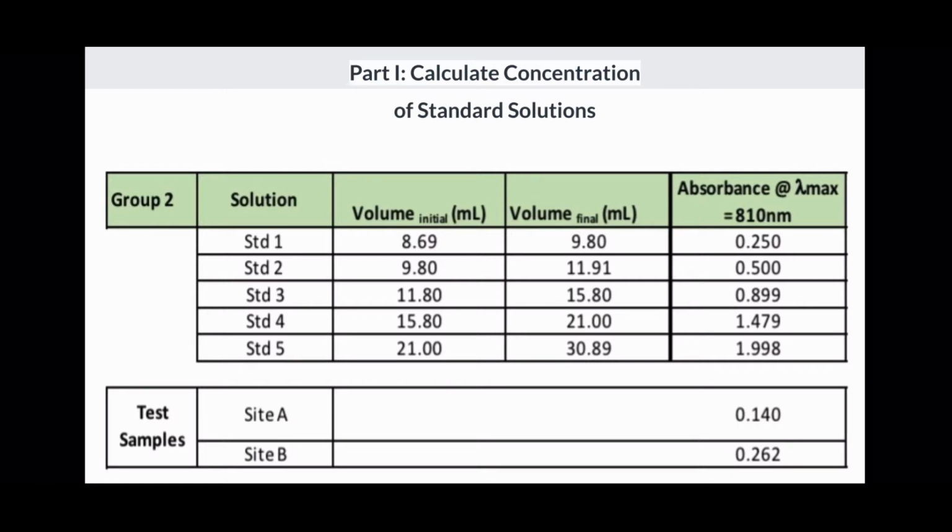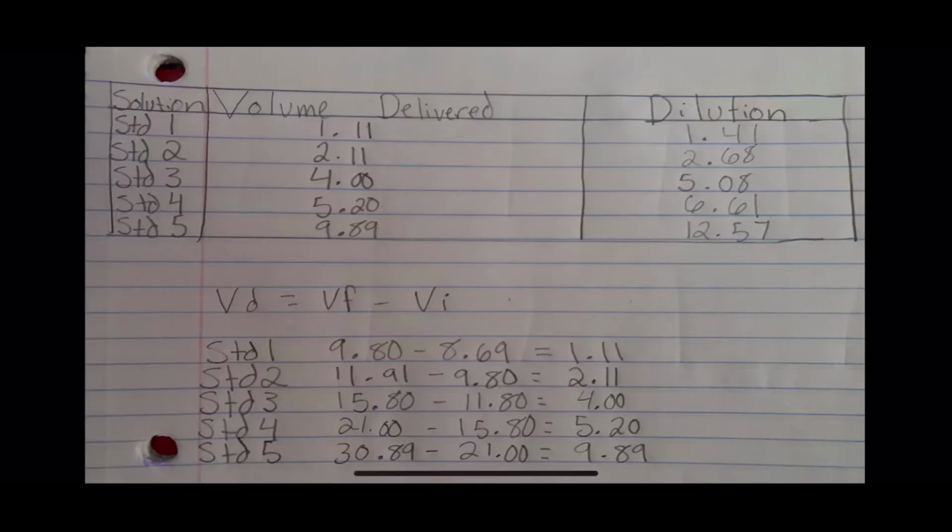Here I am showing you a chart that has our volumes delivered as well as our dilutions and how to calculate volume delivered. The formula for that is volume final minus volume initial equals volume delivered. For our first solution, it's 9.80 minus 8.69 equals 1.11. And for all of these solutions, I plugged it into the same formula.